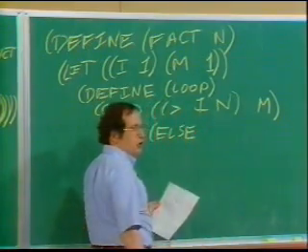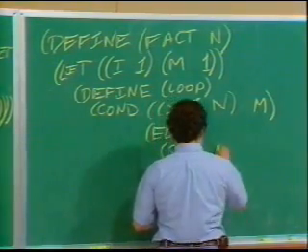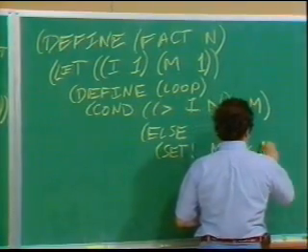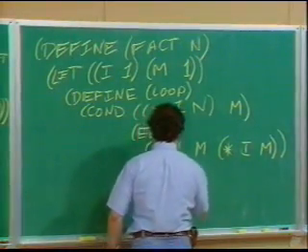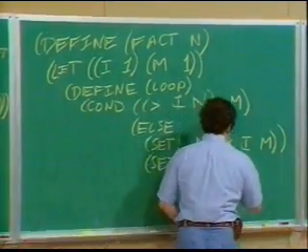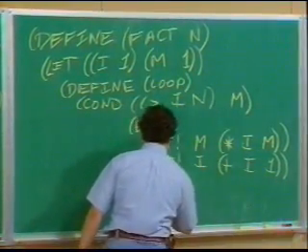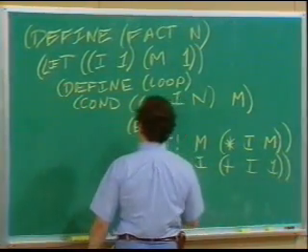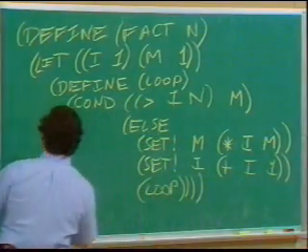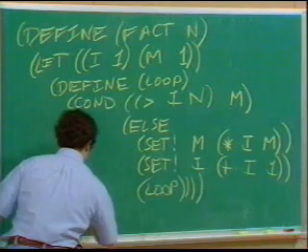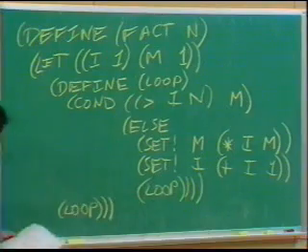I'm going to write down three things to do. I'm going to set M to the product of I and M. Set I to the sum of I and 1. And go around the loop again. Looks very familiar to you Fortran programmers. Else, cond, define. Funny syntax, though. Start the loop up. Okay, and that's the program.